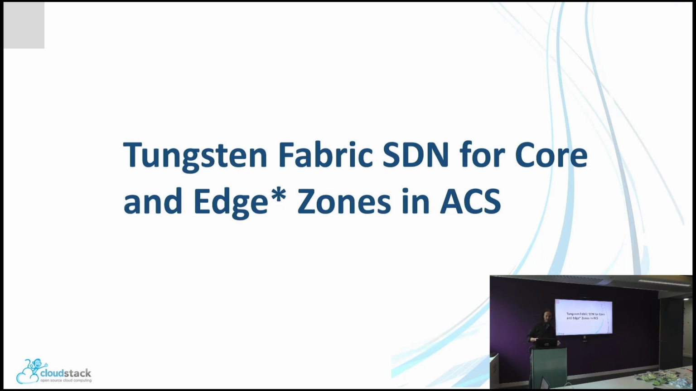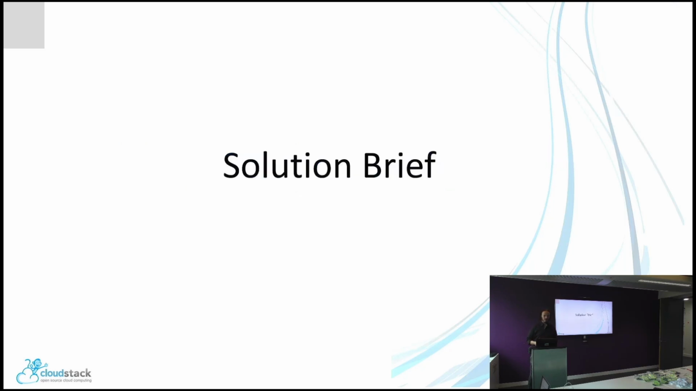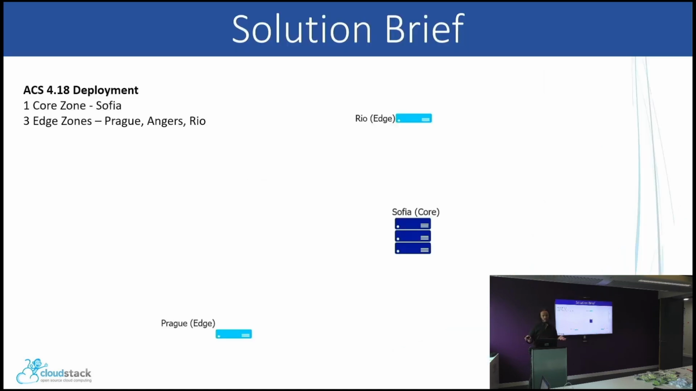So for this presentation, I have a small POC that I did part of my own home lab and ShapeBlue lab using Tungsten Fabric with 4.18 and a little bit of 4.18.1. So I have 4 zones, just standard CloudStack zones. One's core, the other 3 edge zones. Those were originally located actually in these places, but I rebuilt all in lab because of some bandwidth issues.